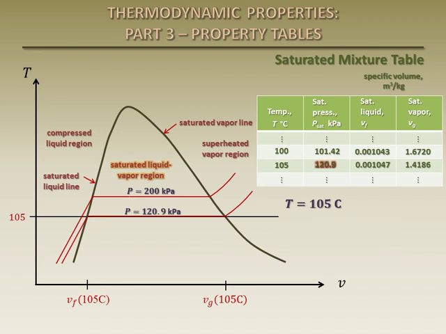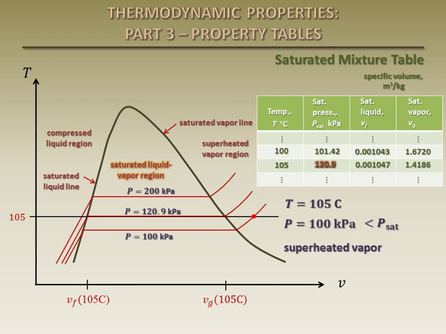Now suppose that the temperature is the same, but the pressure is 100 kilopascals. The pressure is less than the saturation pressure at the given temperature, and so it lies on a lower constant pressure line. And we can conclude that it's a superheated vapor. Again, we cannot use the mixture table to determine the properties. We must use a superheated vapor table, which we will also discuss later.